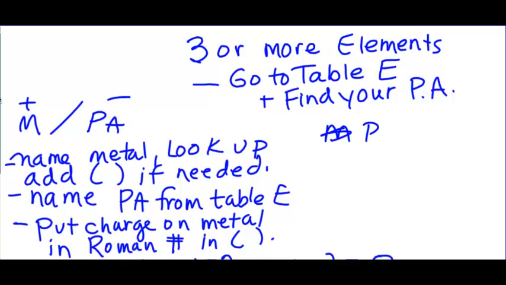You could have 2 polyatomics. That's your second scenario. That's super uber easy. You know what you do? You take their names off the table. That's it. You don't have to do anything. You just name them right off the table.